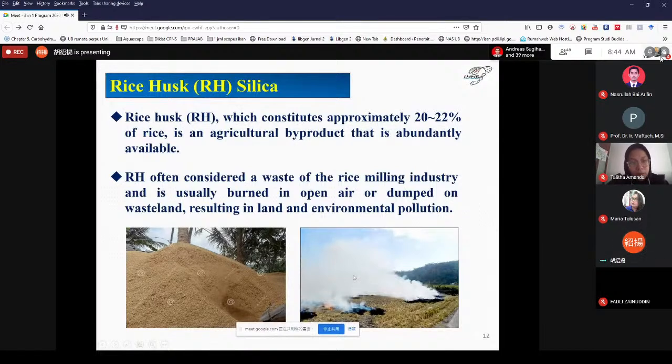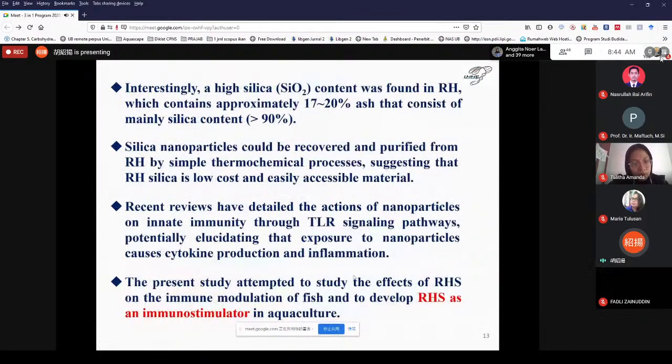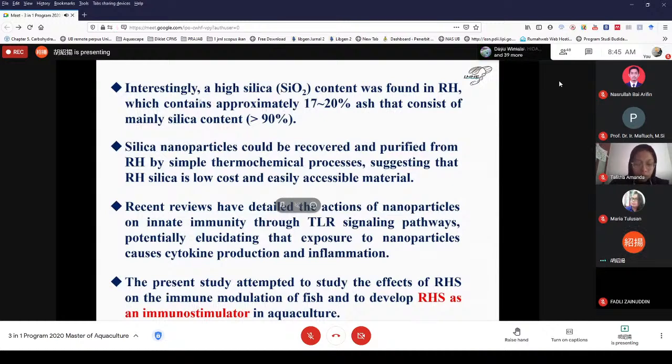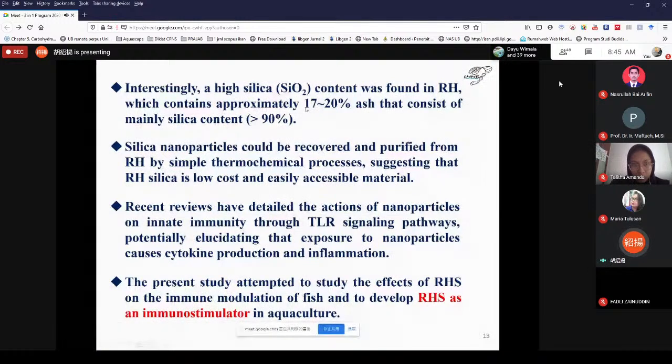So companies are looking for me and trying to cooperate to develop the rice husk as an immunostimulant. It's interesting because in the ash you can find silica. It contains a high ratio. For example, when we burn the husk, ash is around 17 to 20%, and the ash contains more than 90% silica.